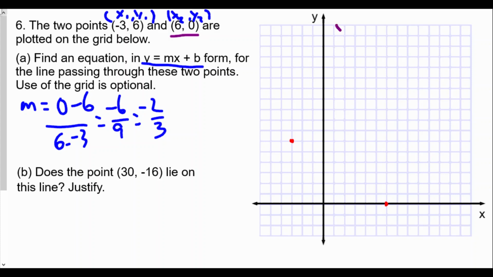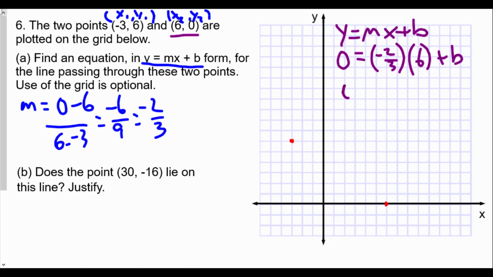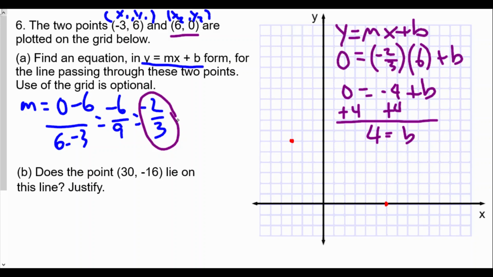So we're going to use y = mx + b. We let our y value be 0, because that's our y2. Our m value we know is -2/3, multiplied by the x value of 6, and we're going to find the b value. So -2/3 times 6 gives us -12/3, or -4, plus b. Adding 4 on both sides, our b value is equal to 4. So our y-intercept is 4, and our slope is -2/3.